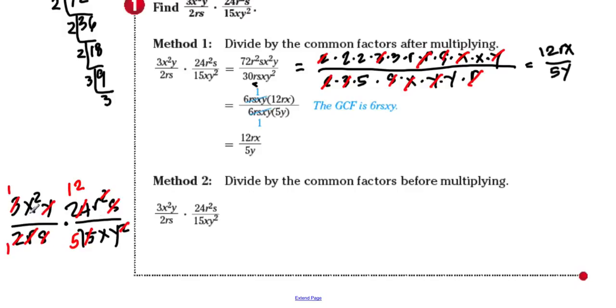So look what's left. You need to cancel out this x, and that's squared x. So we are now left with 12rx, and at the bottom we're left with 5y. And that's exactly what they did here. So we cross-canceled everything, and you ended up with still 12rx all over 5y.